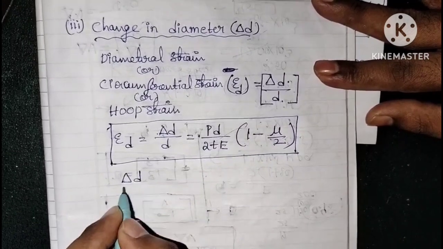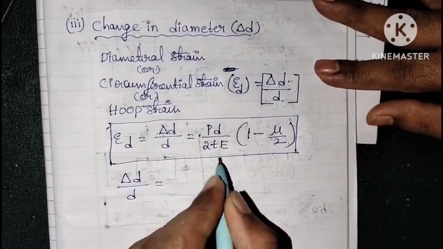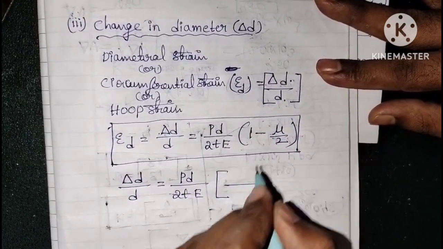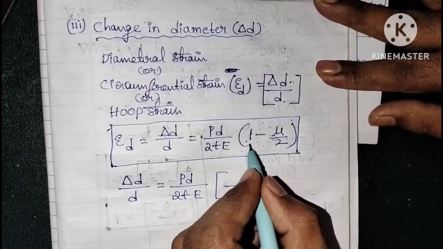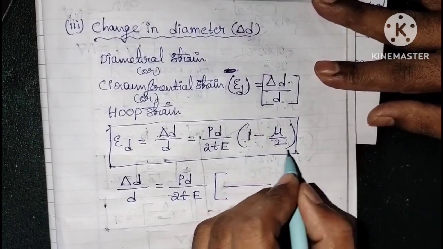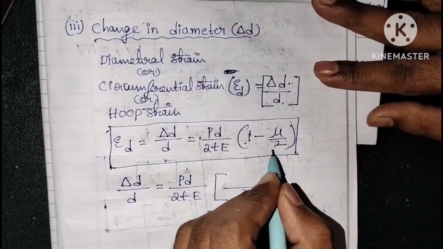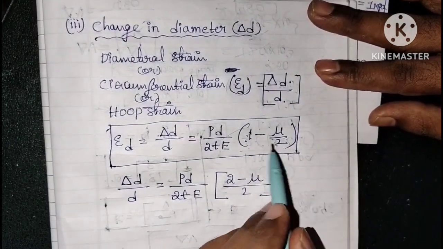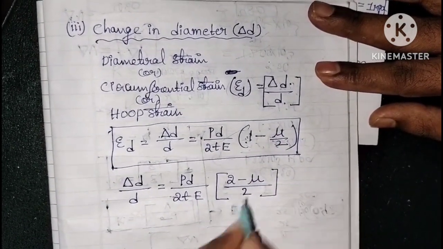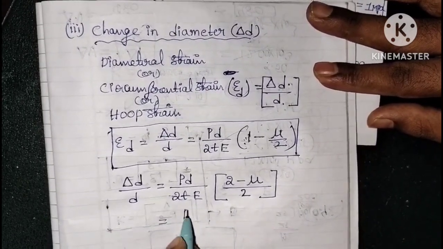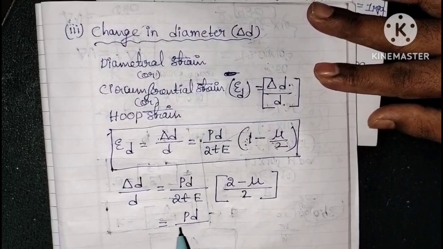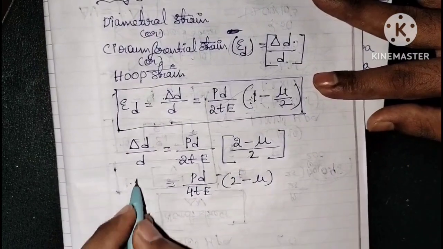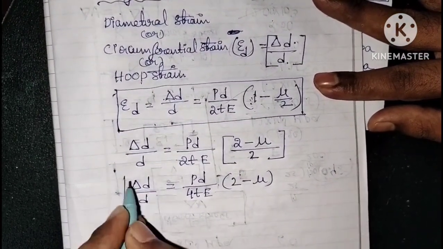So let us simplify further. Delta d by d is equal to pd by 2tE times (1 minus mu by 2). Let us take the LCM. 1 can be written as 1 by 1, so the LCM of 1 and 2 is 2. So 2 ones are 2, so it becomes (2 minus mu) by 2. And pd by 2 into 2 is 4, so you get pd by 4tE into (2 minus mu). This is the simplest form of diametral strain.